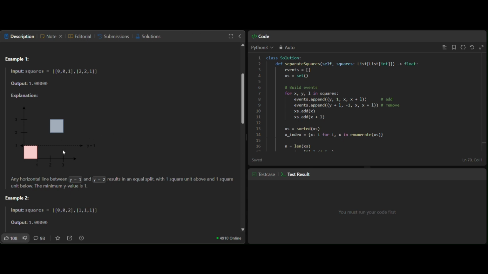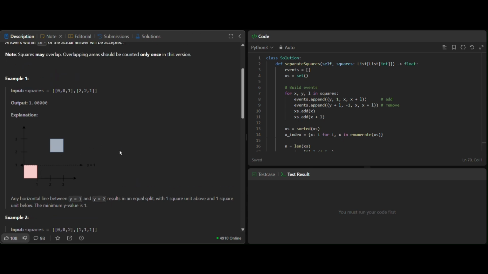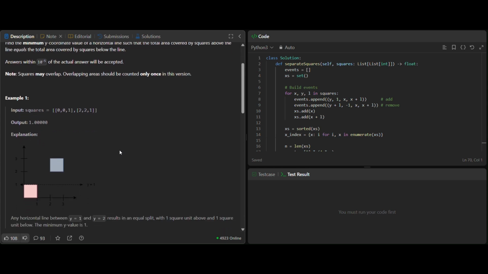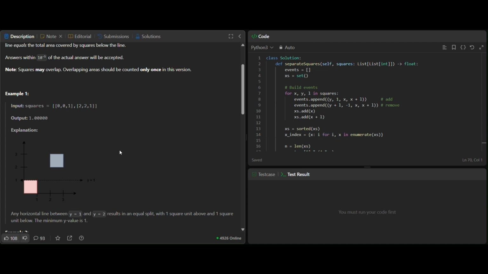This problem combines 2 patterns. Key point 1: binary search on answer. As the horizontal line moves up, area below increases, area above decreases. The function that computes the union area below the line at y is monotonic increasing, so binary search applies.